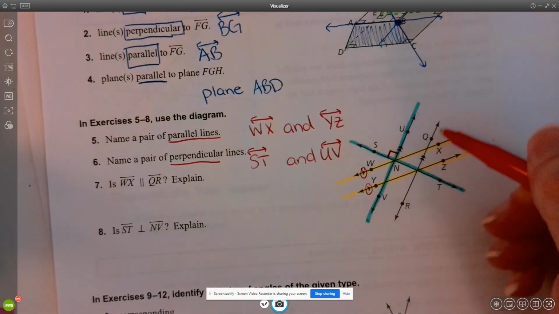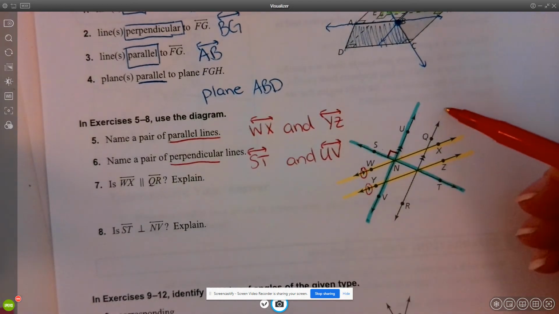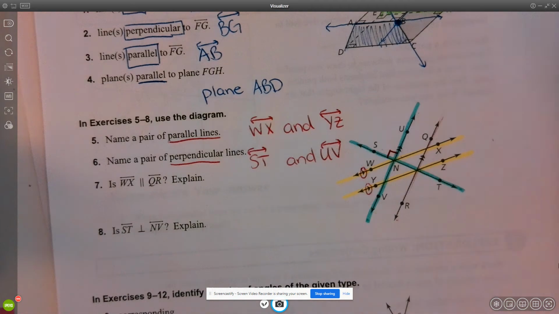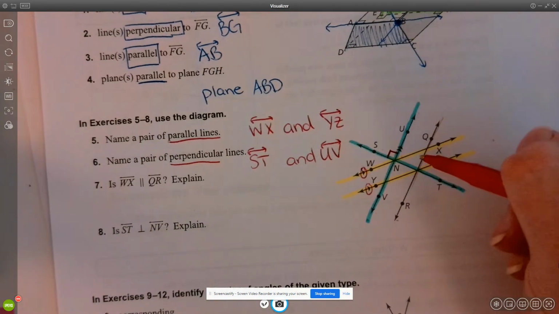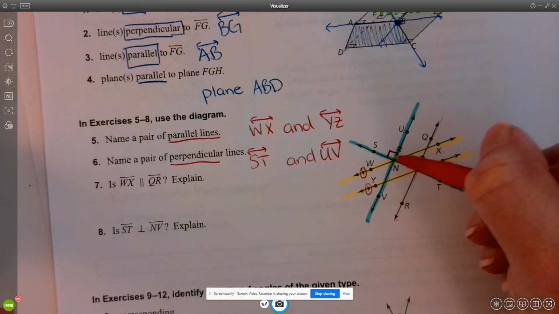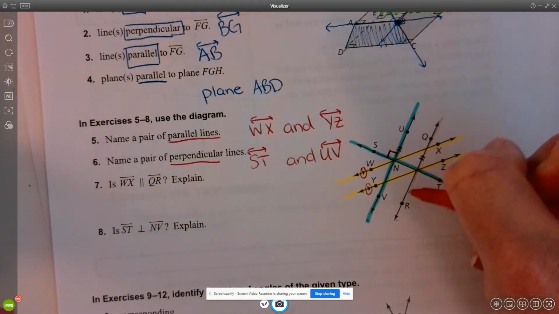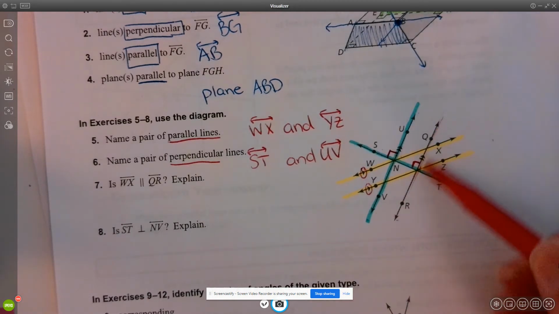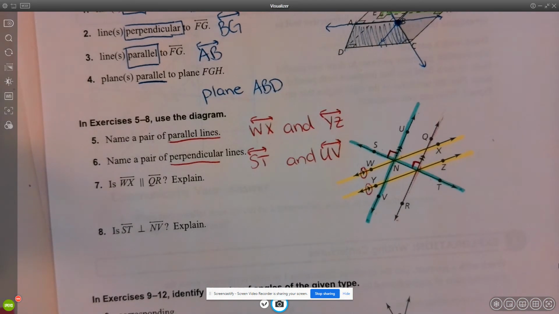You could have also said line ST and line RQ are perpendicular. And you know that because, and we'll get into this later in the chapter, if these two are perpendicular and this line is parallel to this one, you also know that line RQ also has to be perpendicular to ST.